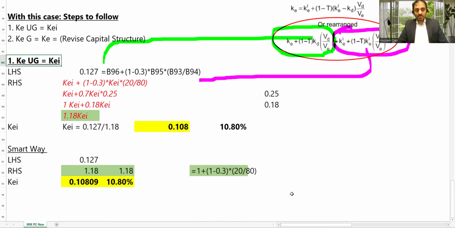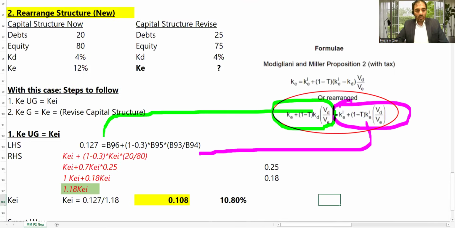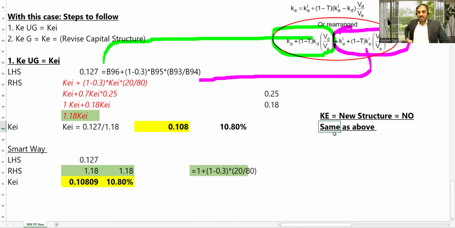Sir, what about the KE? Students, listen carefully. If someone asks me, calculate KE with new structure, the answer is no. What does that mean? I will say same as above.